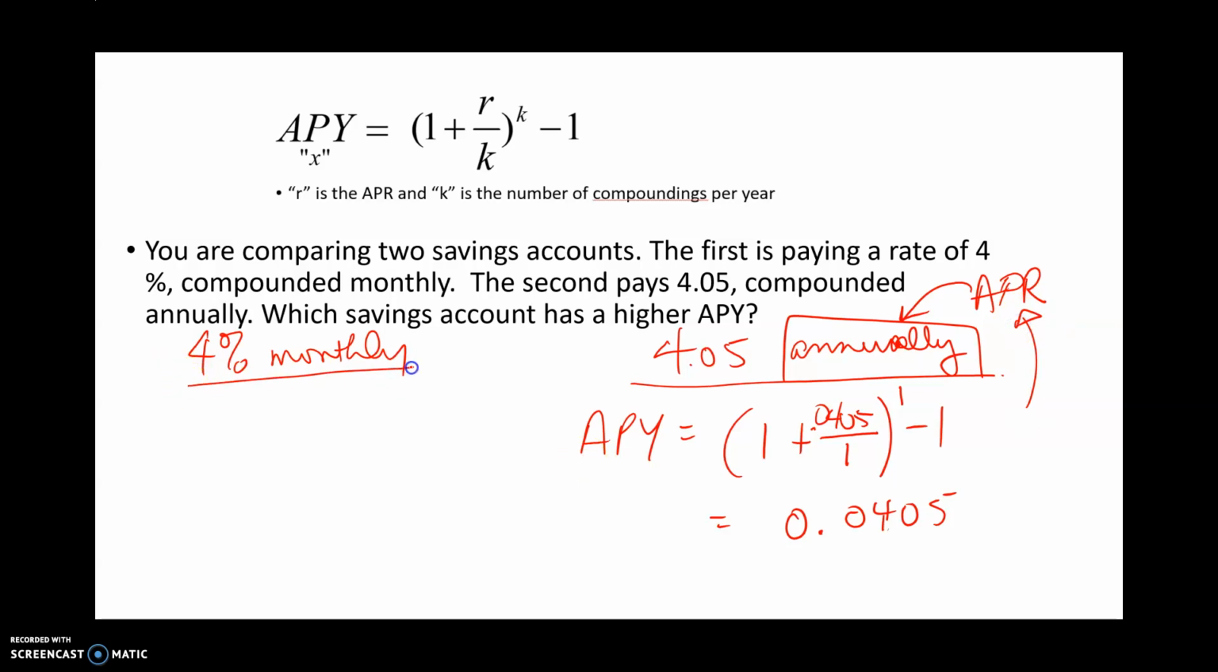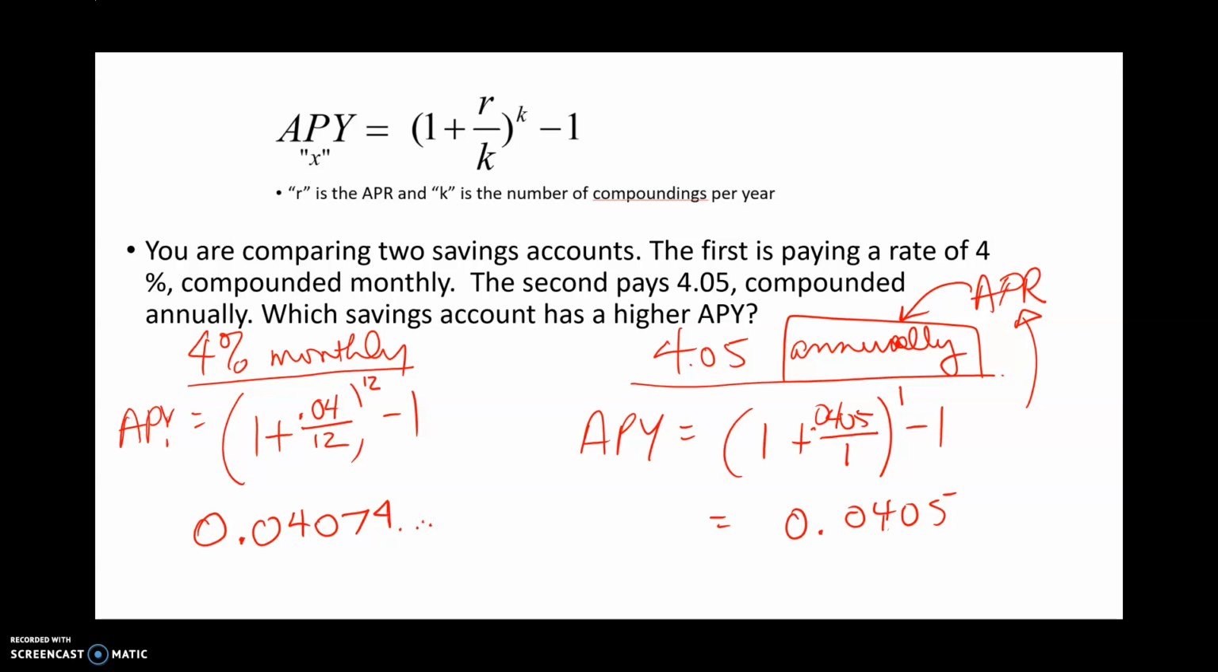Now let's consider this savings account. We want to say, what is our annual percentage yield? It's 1 plus 0.04 divided by 12, since it's monthly, raised to the 12, minus 1. I'm going to put that in my calculator. I haven't done this ahead of time. So 1 plus 0.04 divided by 12, raise that number to the 12, and subtract 1. Notice what we get here: 0.0407, and so on.